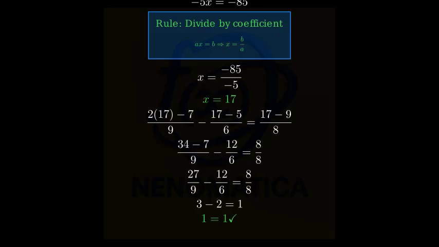And the right side is also 1. Since both sides are equal, our answer x equals 17 is correct.